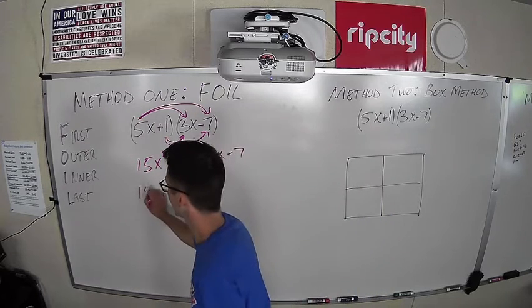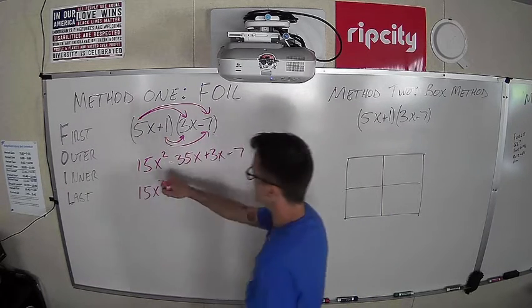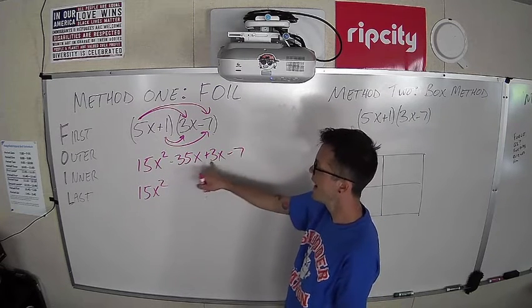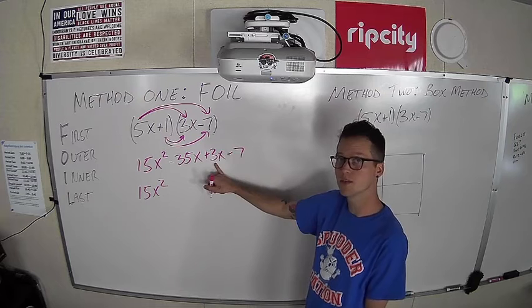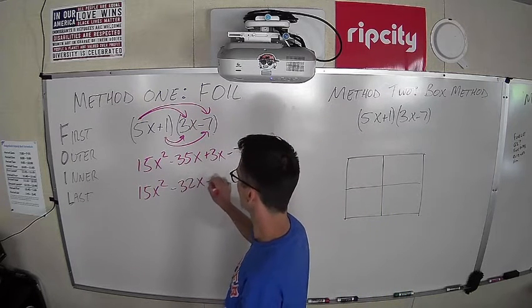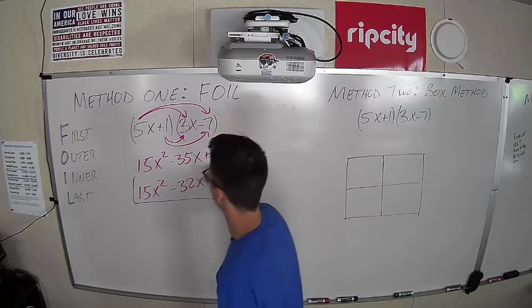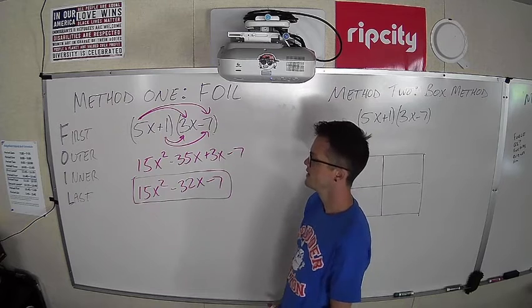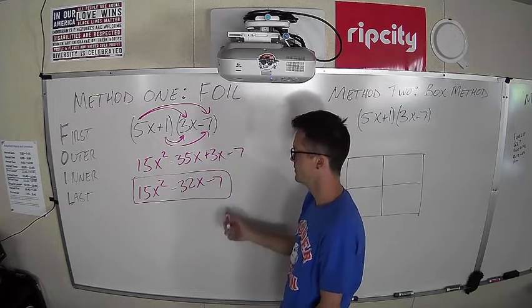From here, again, combine my terms, and we're done. So the 15x squared stays. Negative 35x plus 3x. Well, it's super negative, and then we're adding, so we're getting a little bit closer to 0. It's going to be a little less negative. So this is going to be minus 32x minus 7. And the product of these two binomials is this trinomial, 15x squared minus 32x minus 7.